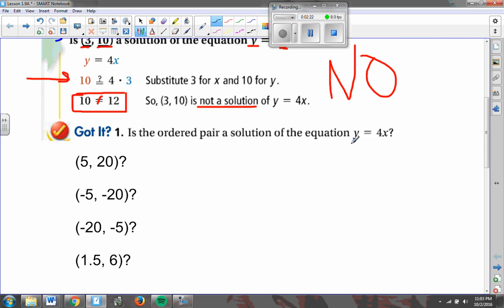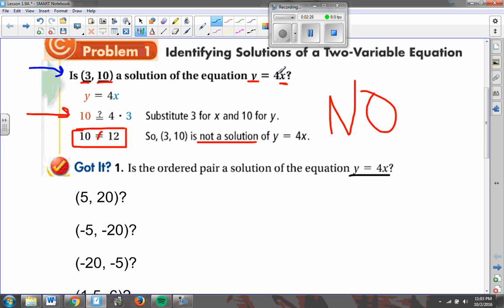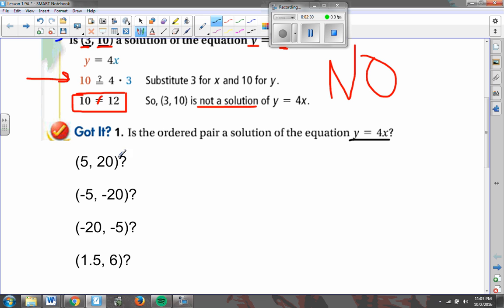This equation is y equals 4 times x. Y equals 4 times x, which is the same equation we had up here, actually. Y equals 4 times x. But I've got a bunch of new points for you to try. X values and y values.